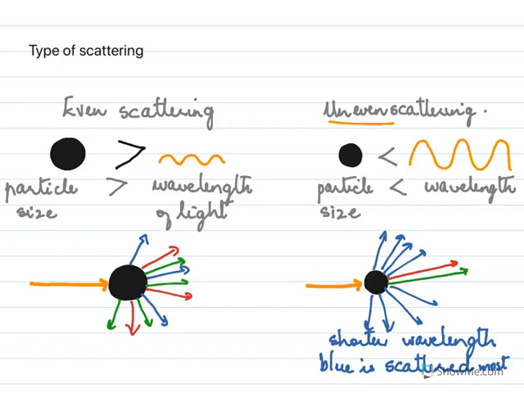So again, to repeat this, we have types of scattering. The type of scattering depends on the size of the particle. Even scattering will take place if the particle size is larger than the wavelength. Uneven scattering will take place if the particle size is less than the wavelength of light. And in uneven scattering, it's the blue light that gets scattered more.